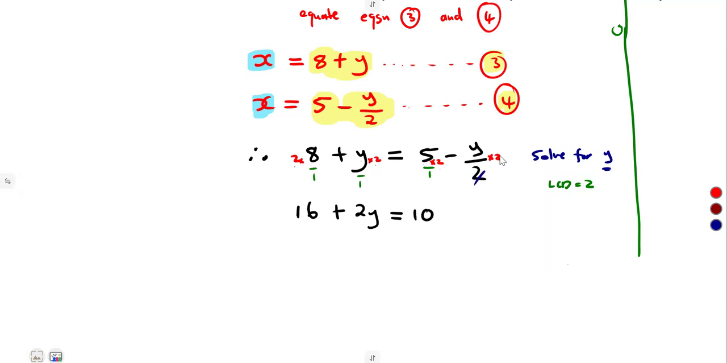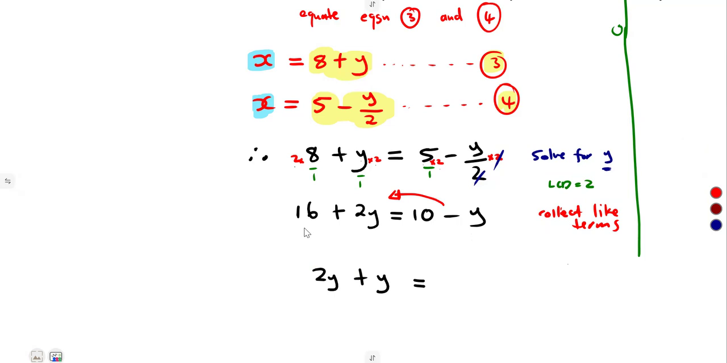Here the 2 and the 2 was going to cancel. So you are remaining with what? Minus y. All right. So let us collect our like terms. We're going to take the minus y to the other side of the equation. The moment it crosses the equal sign, it changes the sign. So this is going to be 2y plus y like this.